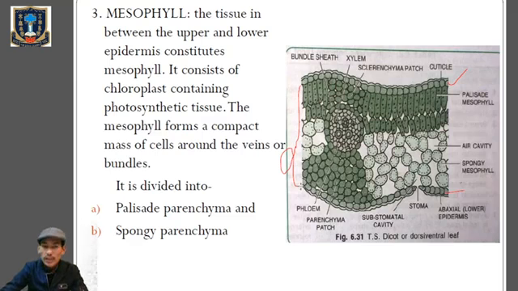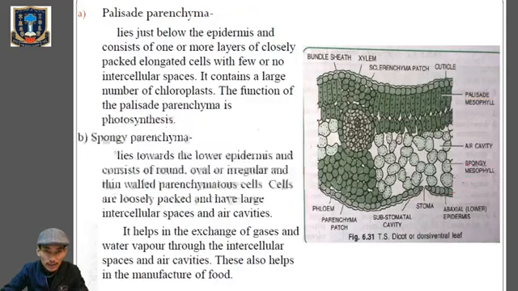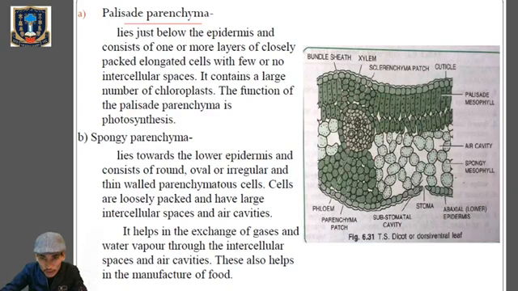So these mesophyll tissues or mesophyll cells are divided into two types: palisade mesophyll cells and spongy mesophyll cells. So let's see the palisade and the spongy cells. Okay, so first one is palisade parenchyma. This palisade parenchyma or the palisade mesophyll is close to the upper epidermis. You can see over here the palisade mesophyll, and this is the upper epidermis. So this palisade mesophyll is close to the upper epidermis.